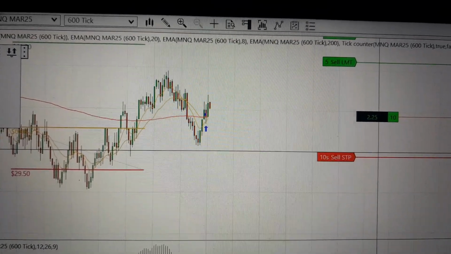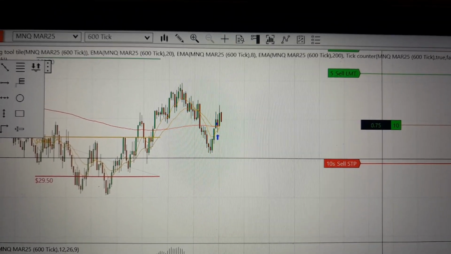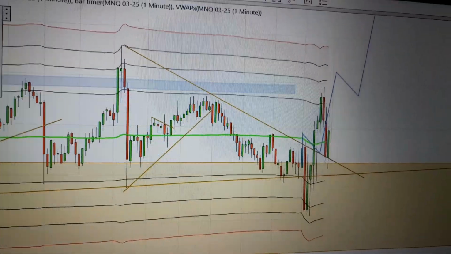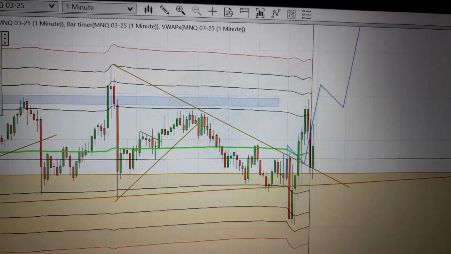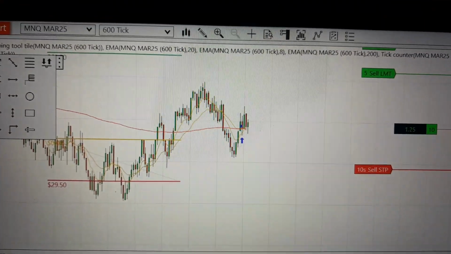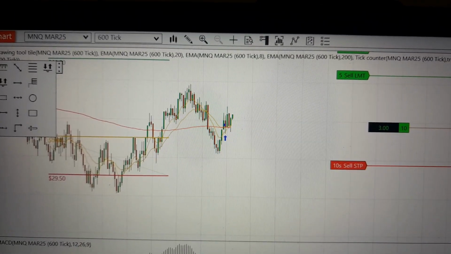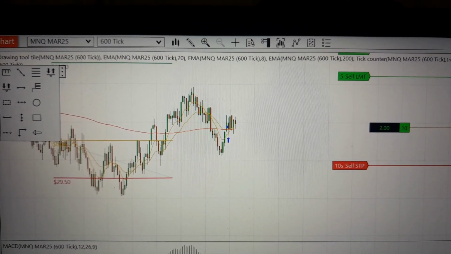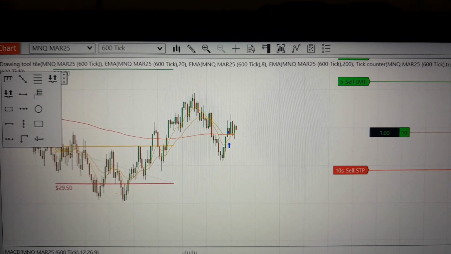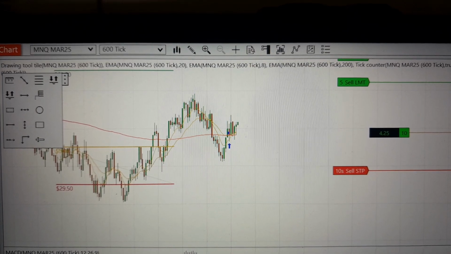Alright guys, so I took another long here. It already cut through my trend line. It looks like it's retesting this area here. Looks like it's retesting here. But we're gonna have to see how the volume closure is. It's really volatile today. I don't know if my 15 points of stop loss are gonna hold, but it's set out to be a really volatile day today, guys.